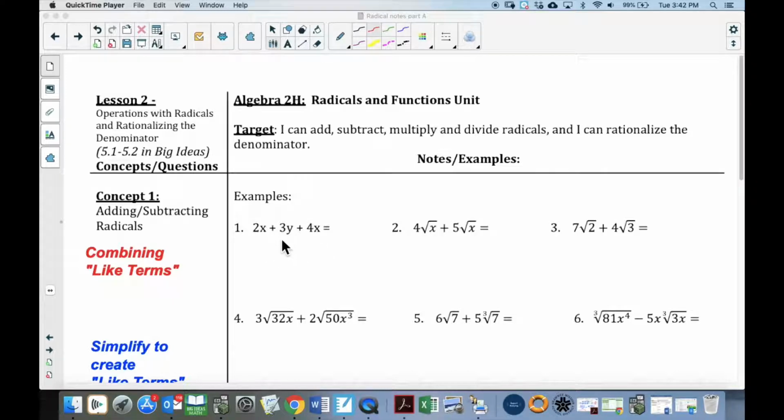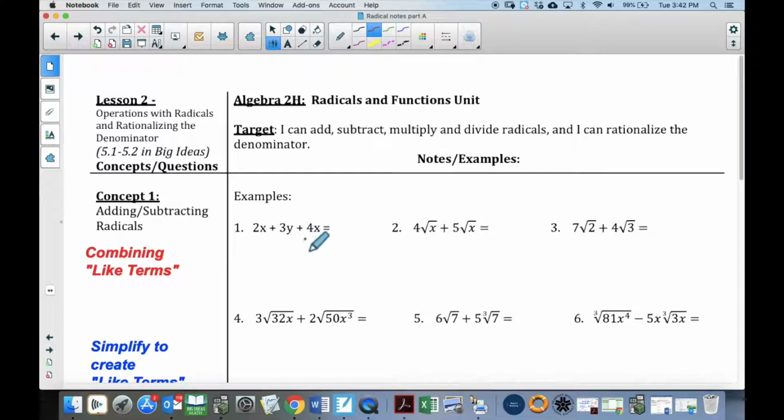Just like when you started learning how to combine like terms, you knew that the 2x and the 4x would go together, and they would give you 6x, but the 3y had to stay separate. Same thing with radicals. If you have like radicals, you would add them the same way. Remember, when we added 2x plus 4x, we only added the 2 plus the 4, and we kept the x. Same thing with adding with radicals. This would be a total of 9 radical x.